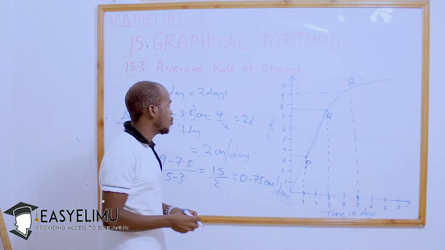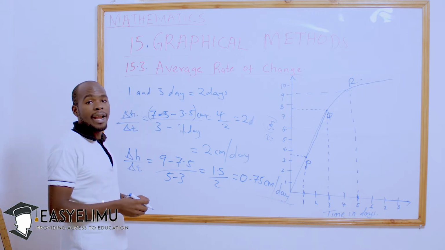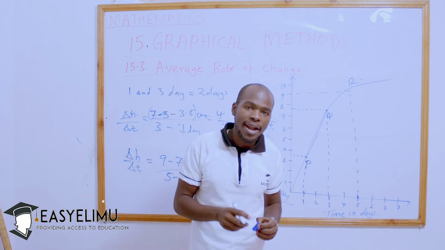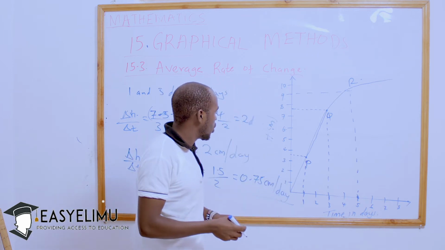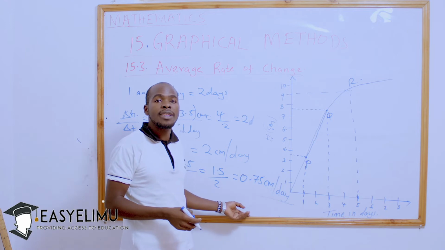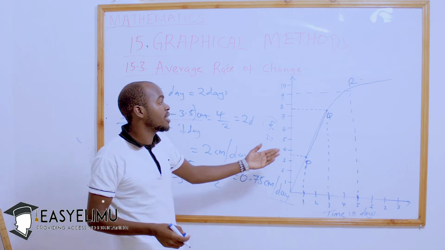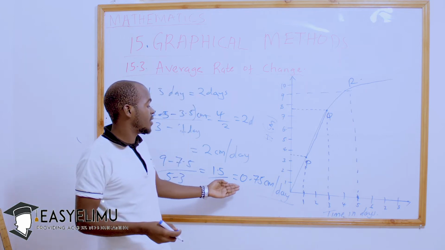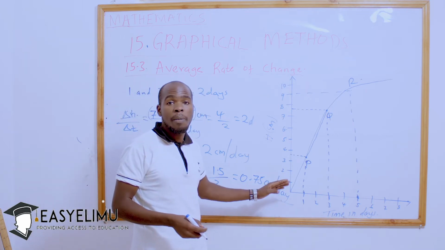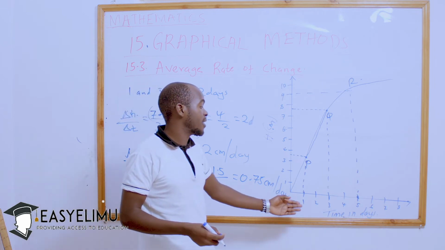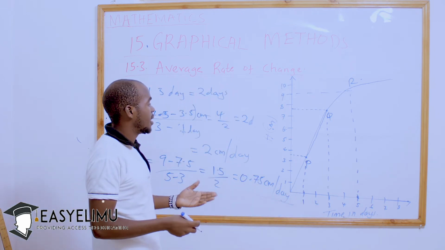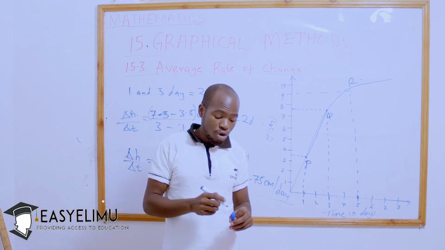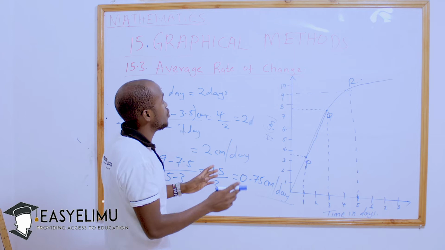Between P and Q, we had an average rate of change of 2 centimeters per day. But as we moved on, you will find that the average rate of change is changing, because this one here is a curve. And from there we find the next is 0.75 centimeter per day for the next 2 days. So they are totally different. They are not constant as it is in a linear function or a linear graph. So that is how we calculate.